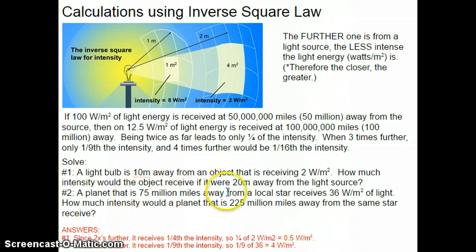A planet that is 75 million miles away from a local star receives 36 watts per meter squared of light. How much intensity would a planet that is 225 million miles away from the same star receive? Well, if it's 3 times further, it would be receiving 1/9 the intensity. So 1/9 of 36 is 4 watts per meter squared.